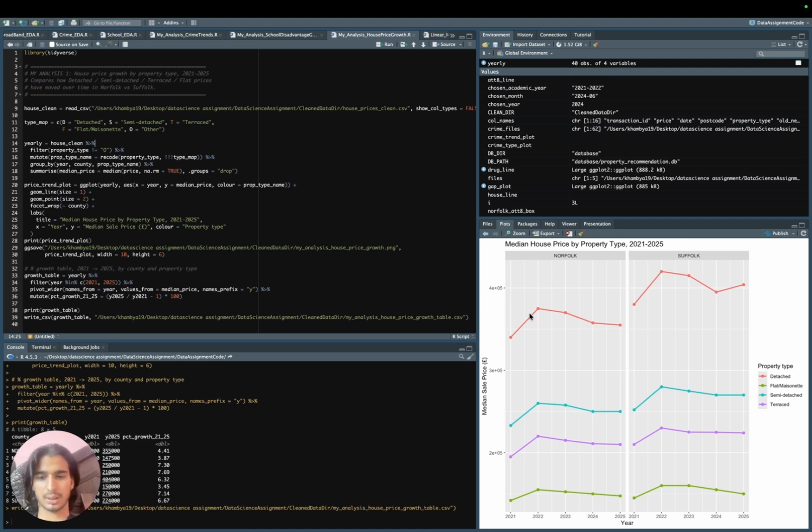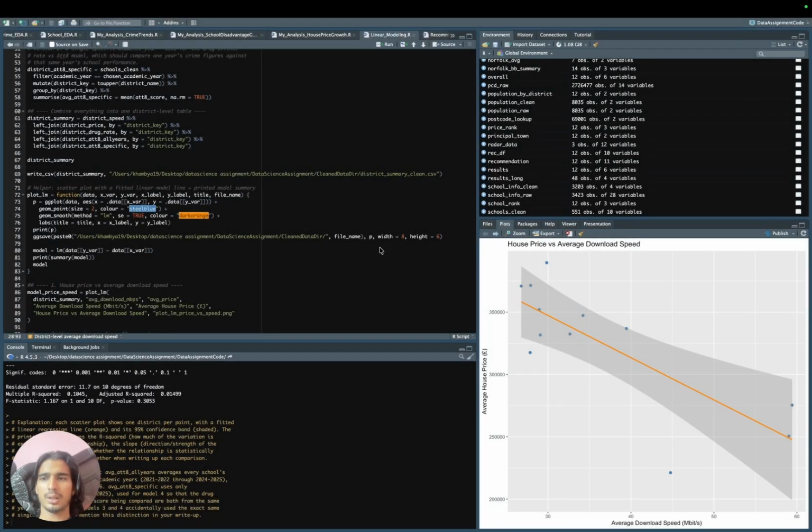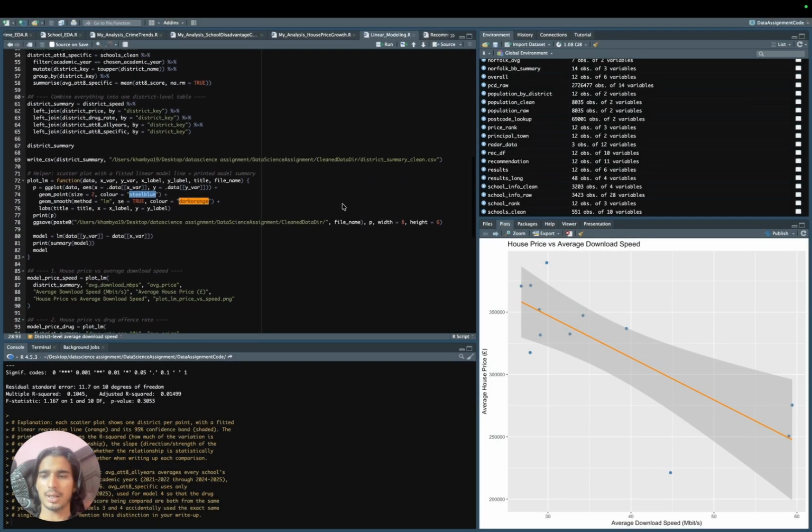And thirdly, for the house price growth analysis, I looked at house price growth by property type. We can see detached, flat, semi-detached, and terraced. The terraced and semi-detached houses grew the fastest, around maybe 7 to 8%, while flats grew the least.